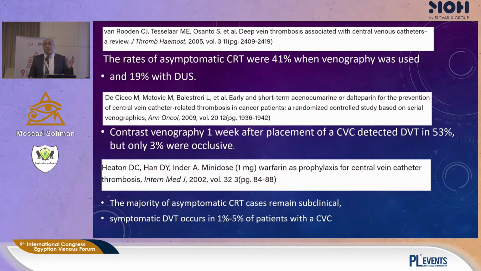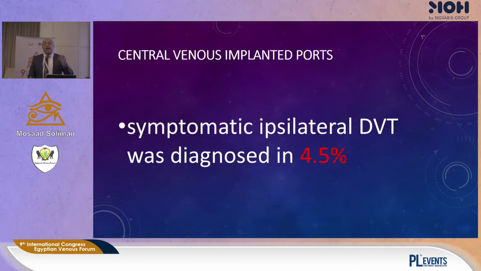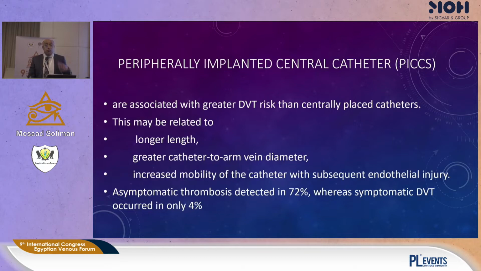But what about the peripherally inserted catheters and the vascular implants? The incidence for the peripherally inserted catheters is much higher than the incidence for the central venous catheter. And the implanted ones have the least incidence of catheter-related thrombosis. So we have a sequence, with the highest incidence in the peripherally inserted one.